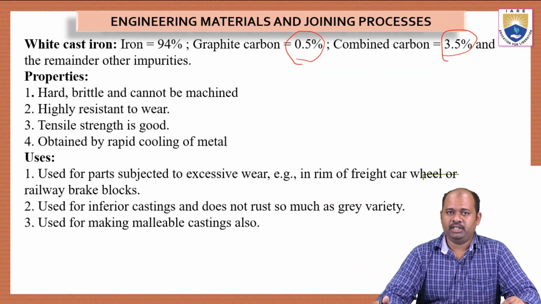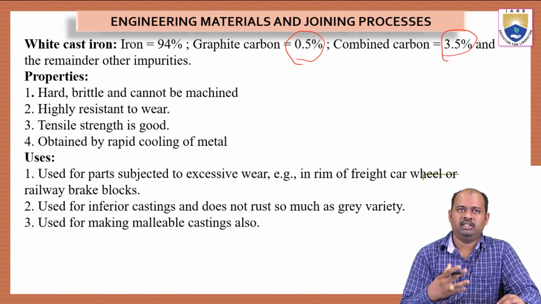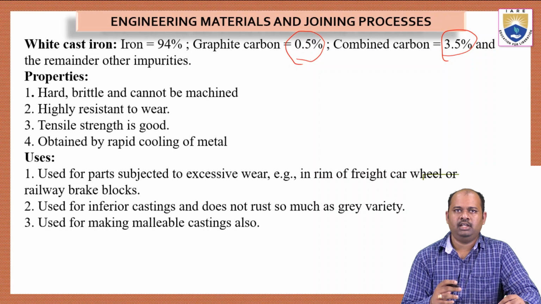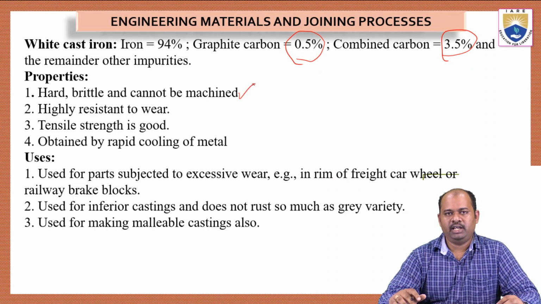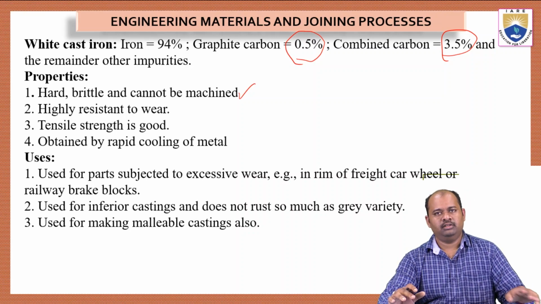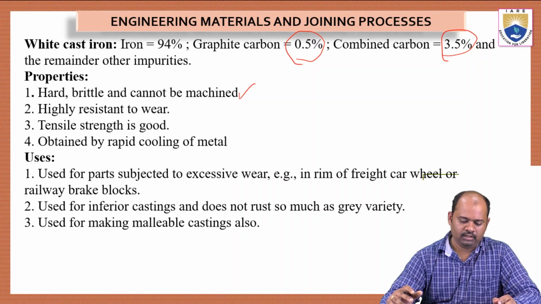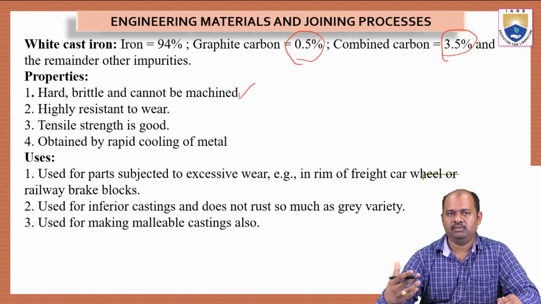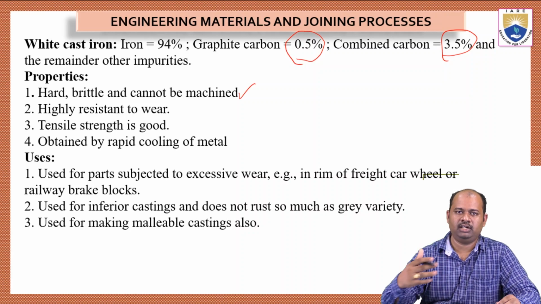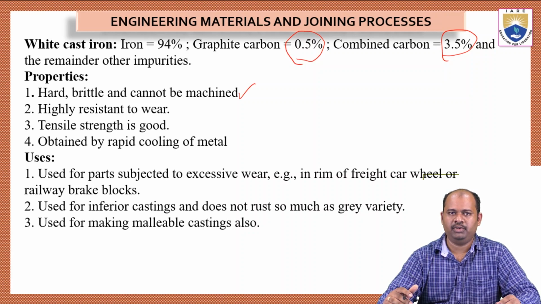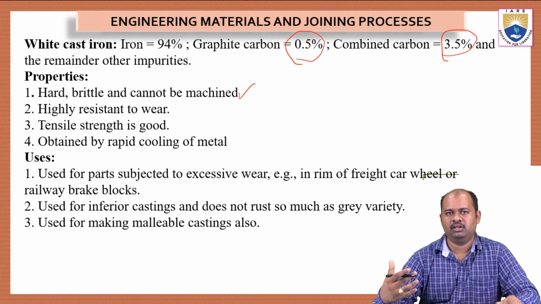Now there are some properties which make this white cast iron very special. It is hard, brittle and cannot be machined at all. It is so hard and brittle that it cannot be machined on a machining device. So it cannot be cut, it cannot be made into two pieces, or turned into a new shape.